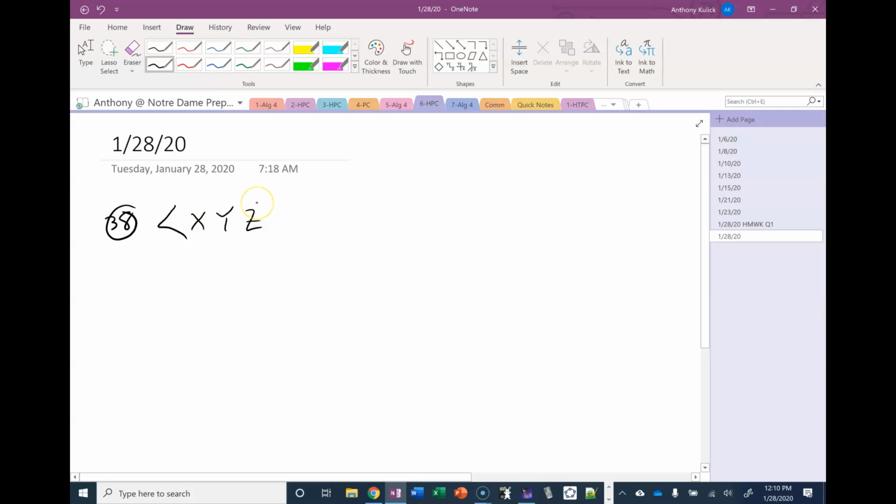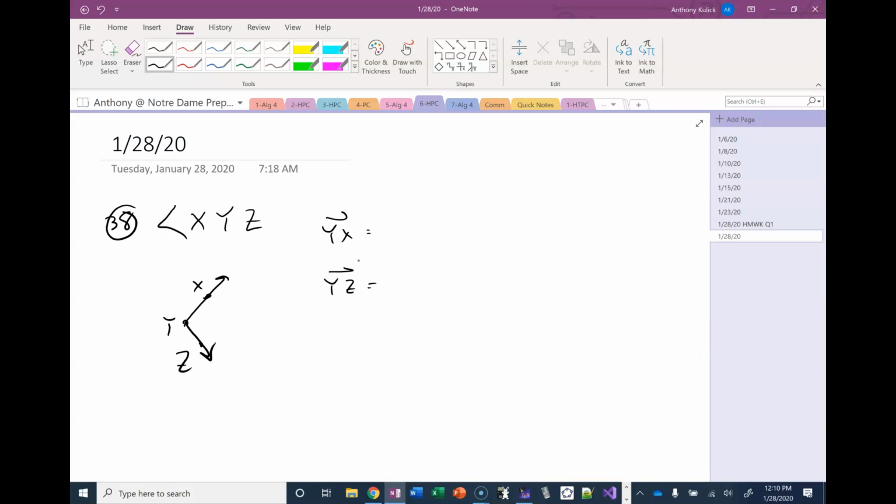I'm going to just start by finding the angle XYZ. So that means that we have this kind of situation, right? So I'm going to need the vector yx and the vector yz. Now you have to be really careful when you're deciding which vectors to use here, because yx and xy are different vectors. You need to make sure that the initial point of your vector is the vertex of the angle that you're solving for.